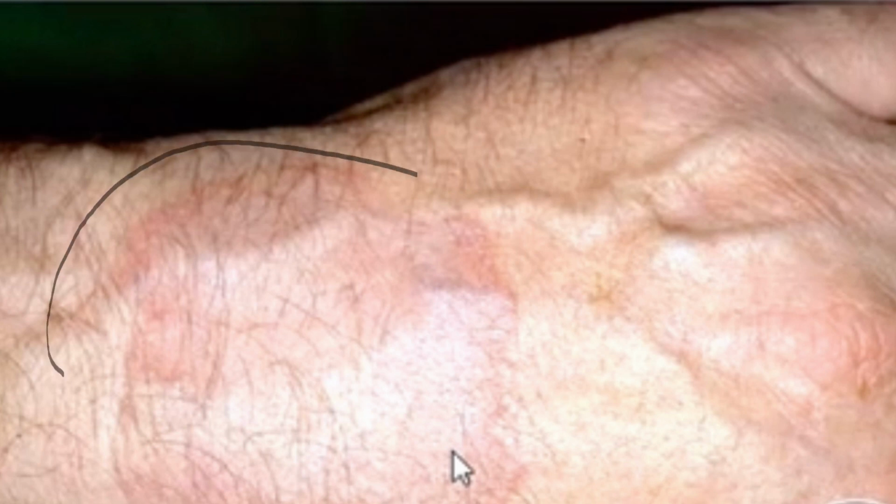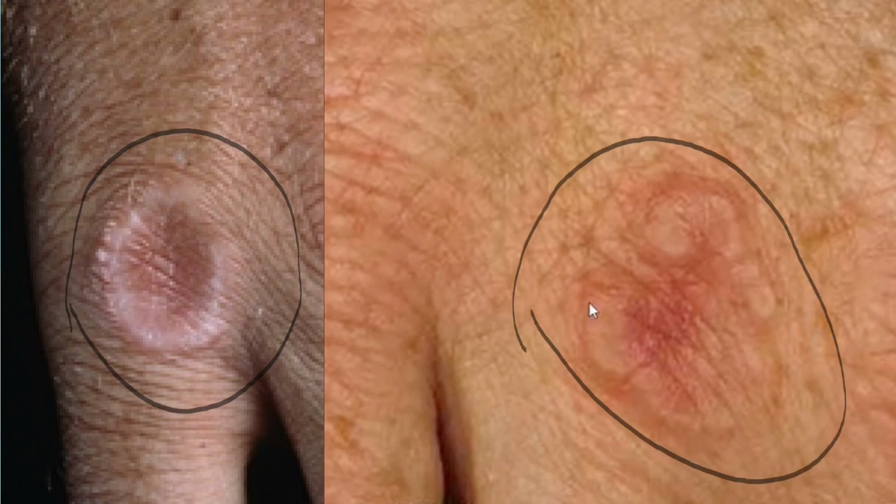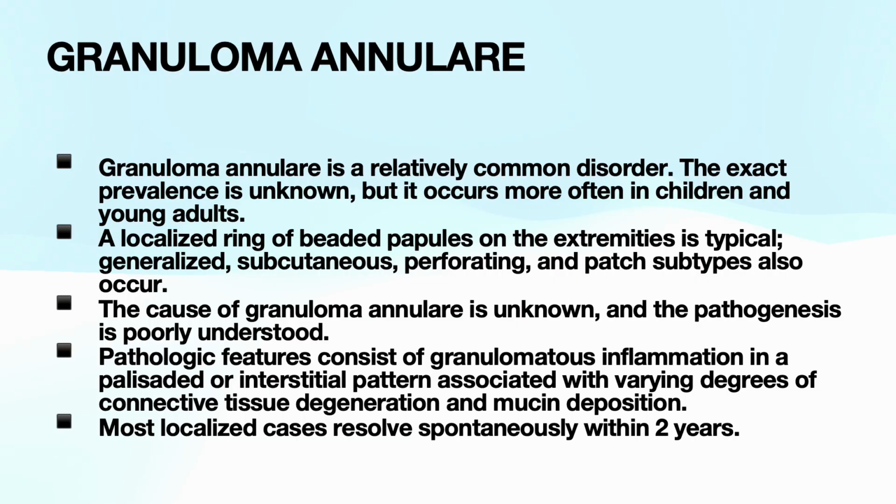See here. See this lesion. See the shape of the lesion. Maybe this patient is a diabetic. Of course, you would have got it by now. This is nothing other than granuloma annulare.